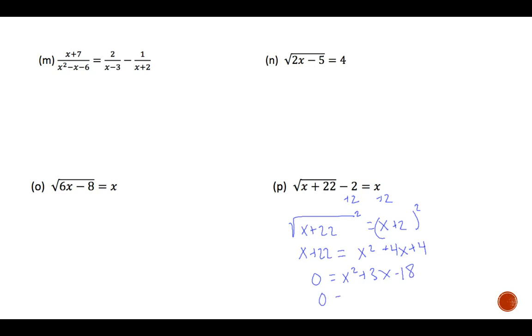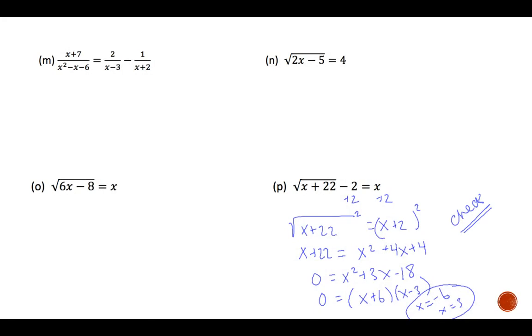And then factor. X plus 6, x minus 3, right? 6 and 3. So your two solutions are x equals negative 6 and x equals 3. We probably want to check it to make sure that it works.